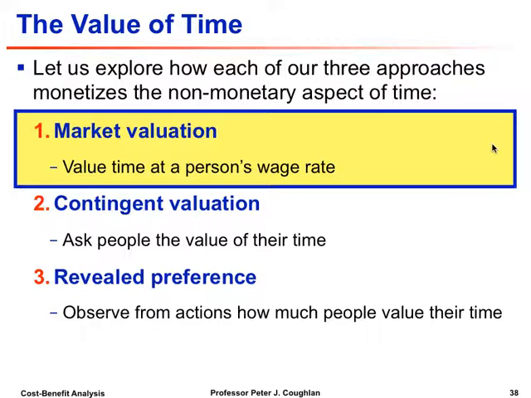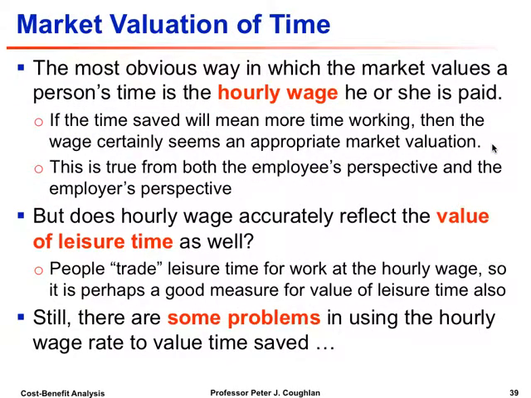Let's first take the market valuation of time. Well, the most obvious is the hourly wage. If time saved means more time working, like the CAT card office, if personnel are going to the CAT card office during work hours, certainly there's a productivity loss. The cost to the service is what we're paying them during that time.